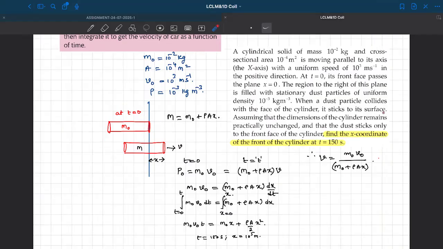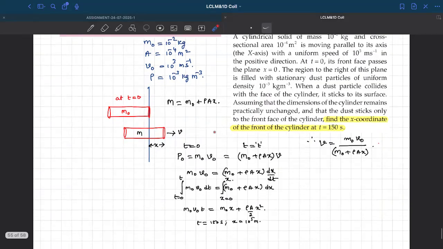Right. When a dust particle collides with the face of the cylinder, it sticks to the surface. That means the curved surface has no contribution. Assuming the dimensions of the cylinder remain practically unchanged and that the dust sticks only to the front face of the cylinder. My point is very clear. When the front end is at some x, let the cylinder have some velocity v. Meanwhile, what is happening?